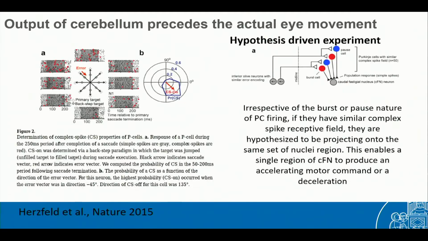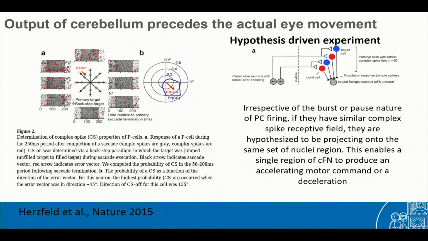So in another study in 2015, Herzfeld and colleagues tried to change the paradigm. They did a different sorting for the Purkinje cell. In this case, they considered the complex spike, and the sorting was done based on this. And what they hypothesized is this.